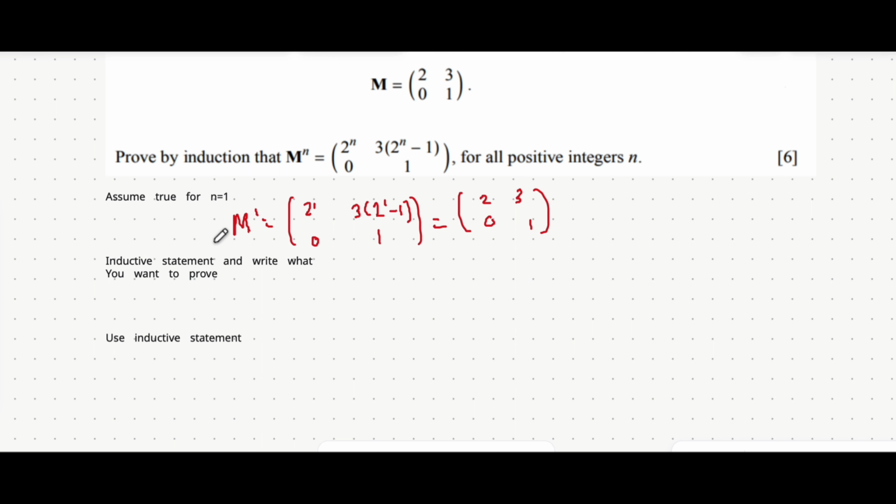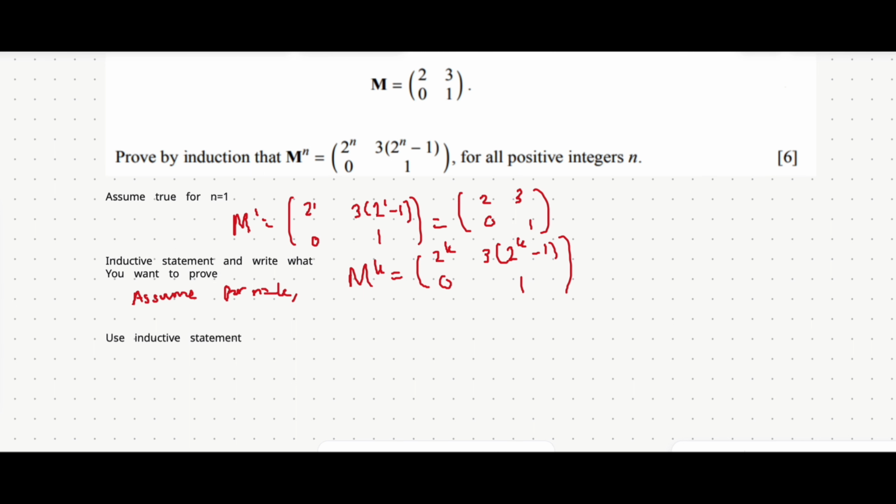We're now going to write an inductive statement, which is that we're going to assume that for when n is equal to k, this whole expression here is also true. So we can write m to the power of k is equal to 2 to the power of k for the first term. And then the next term would be 3, and then in brackets 2 to the power of k minus 1, and then close the big brackets, and then 0 and 1.